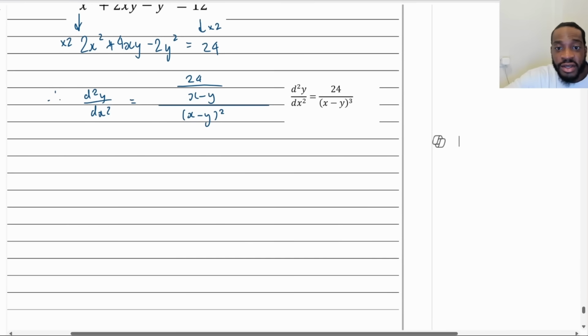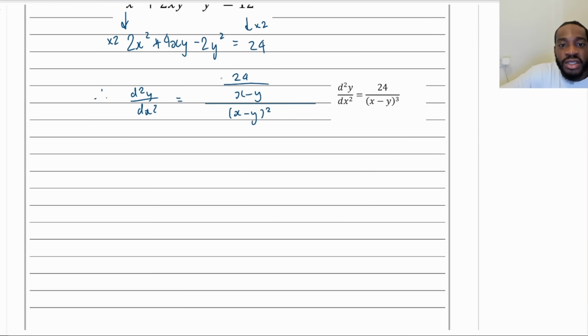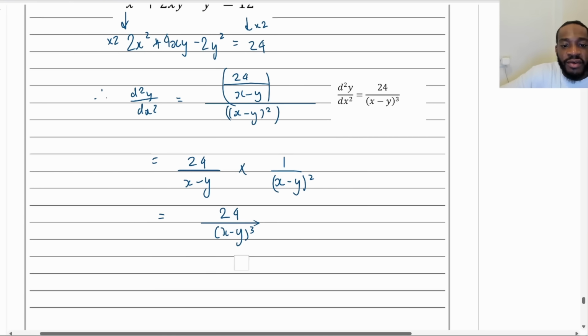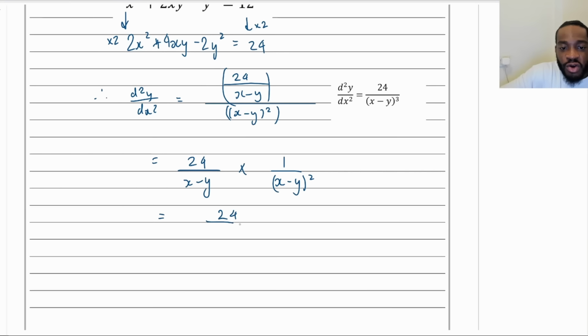Okay. So now, just to be really sure to the examiner that you know what you're doing, let's write this as the numerator. This is the denominator right here. This is 24 over x - y multiplied by 1 over (x - y) all squared, right? We can do that algebraically, can't we? Okay. So therefore, we can say that this is just 24 over (x - y) all cubed as required. Hold on, let me write this again. These arrows are annoying me. 24 over (x - y) all cubed as required.